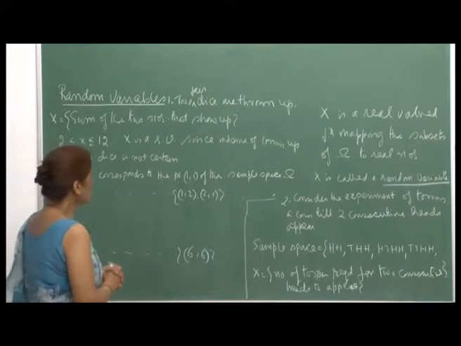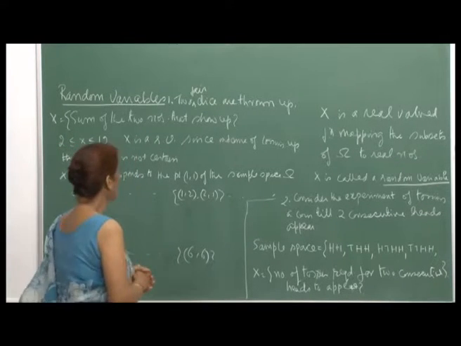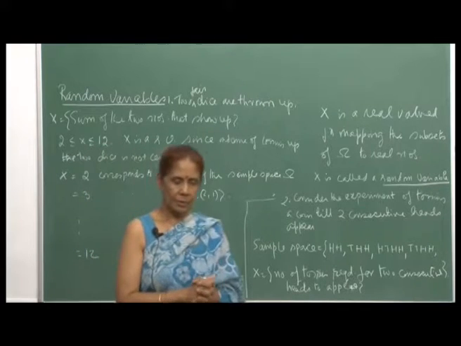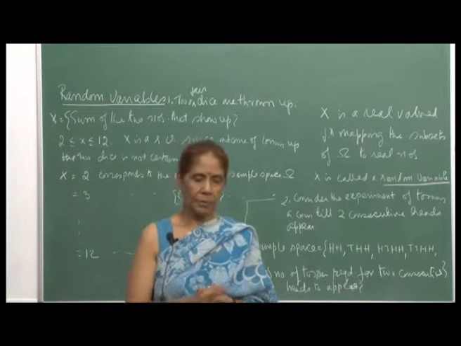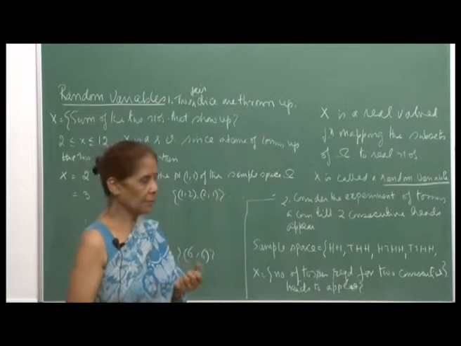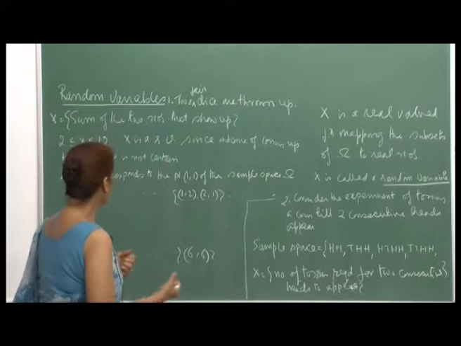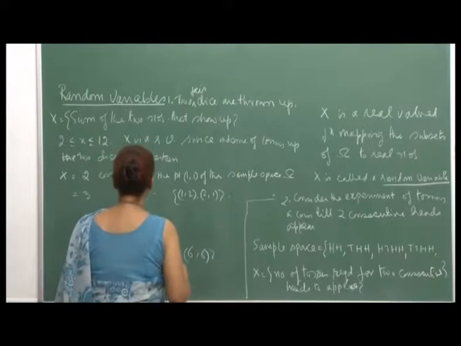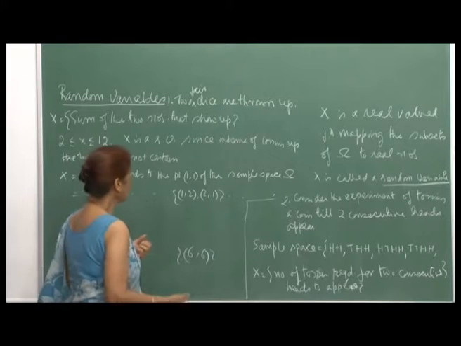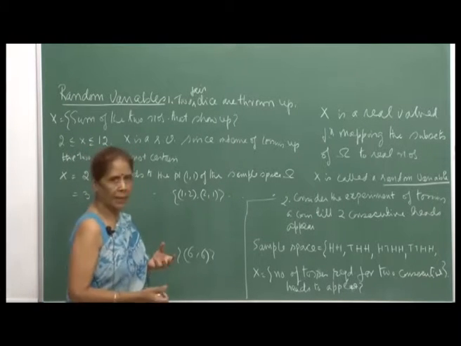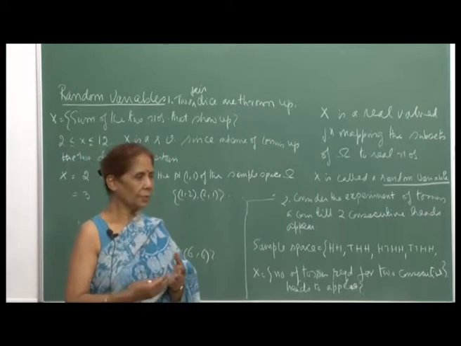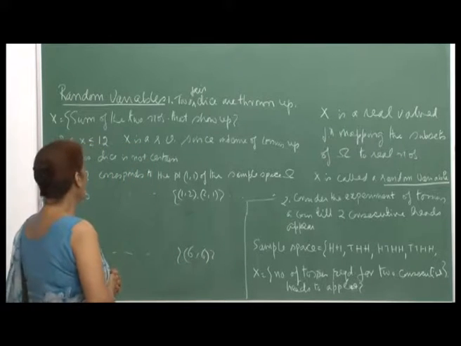Now, since the outcome of tossing the two dice is not certain, that is a random phenomenon, because any face can show up. So, any number can show up. Therefore, you see that the value of x is dependent on the tossing and whatever the outcome. So, this is what we mean by a random variable.